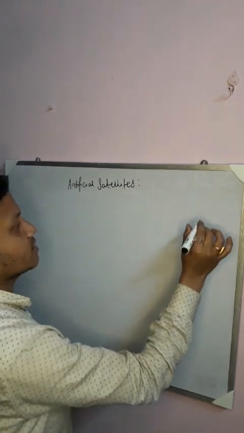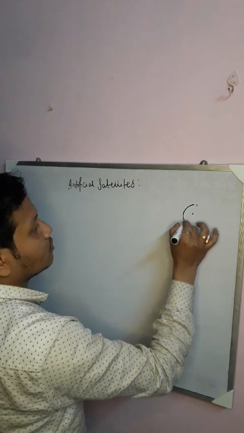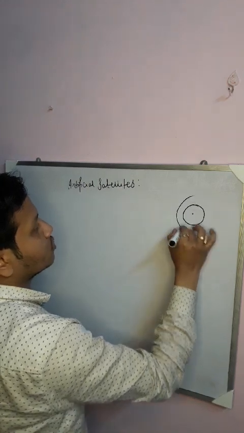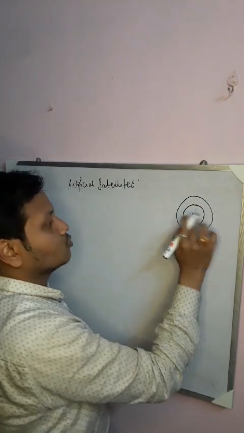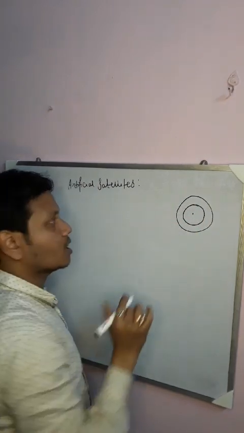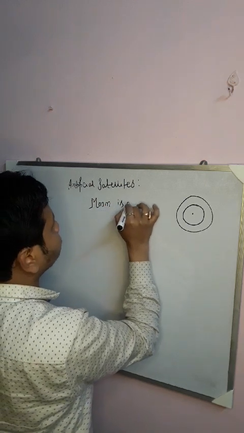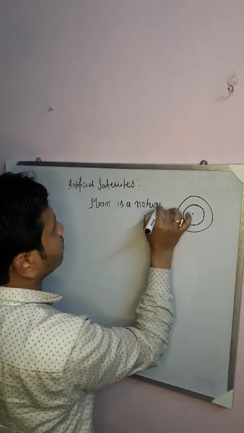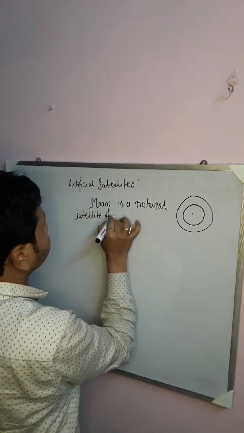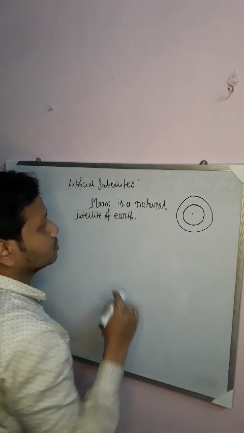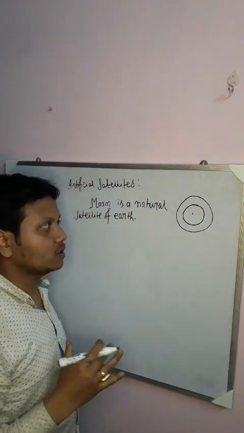We know that Earth is rotating around the sun and the moon is rotating around the earth. So the moon is a natural satellite of earth. Since it is created by nature, it is a natural satellite of earth, that we all know.